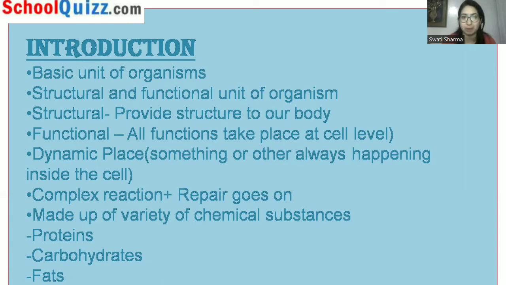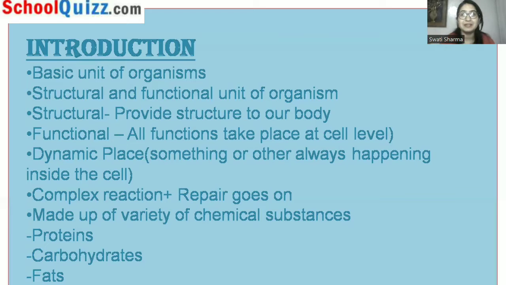role is of the cell membrane. Then comes functional unit, in which all functions take place at cell level only. As I told you, cells will combine to form tissues, tissues will combine to form organs, and organs will combine later to form organ systems.